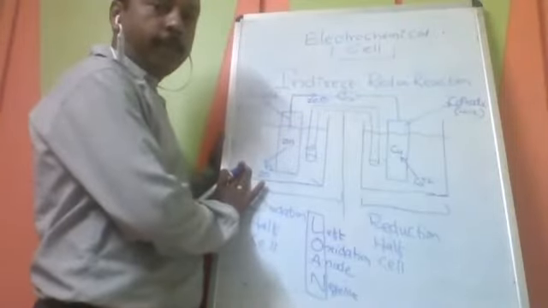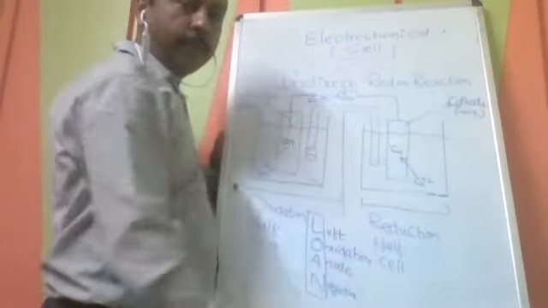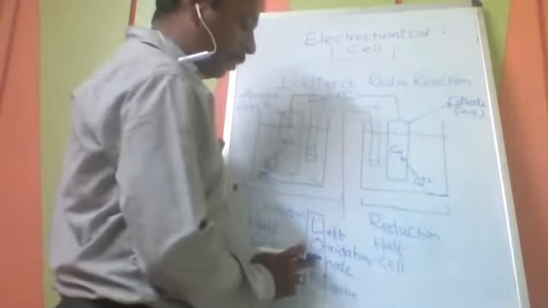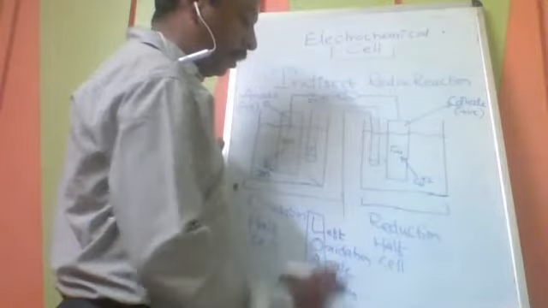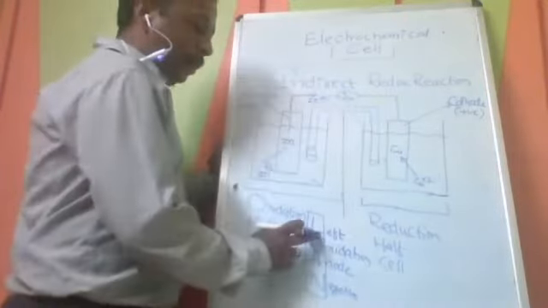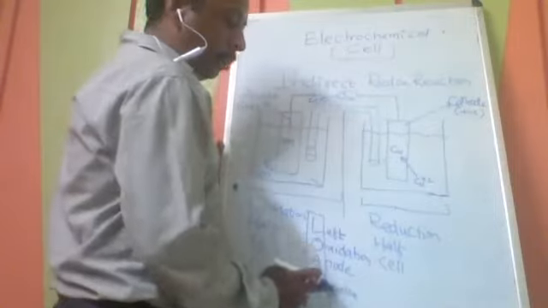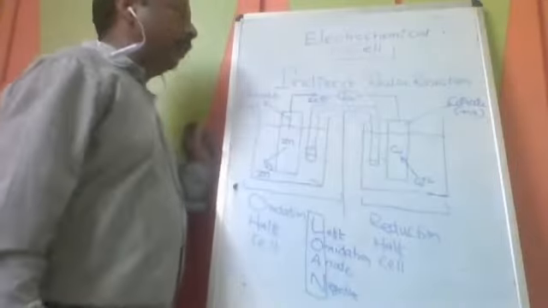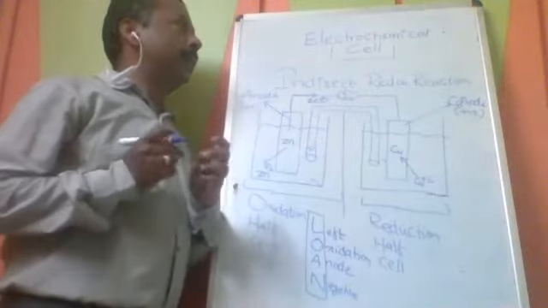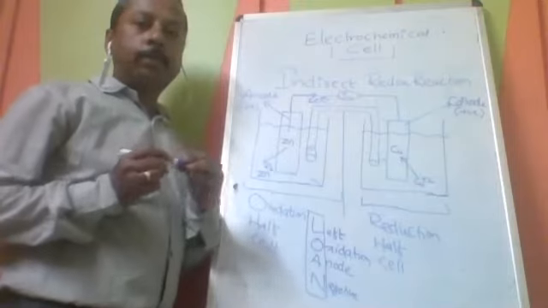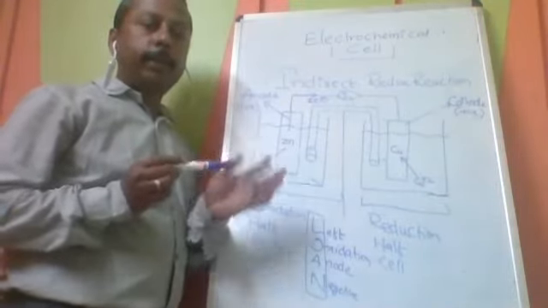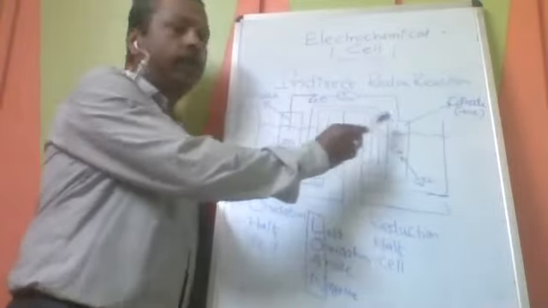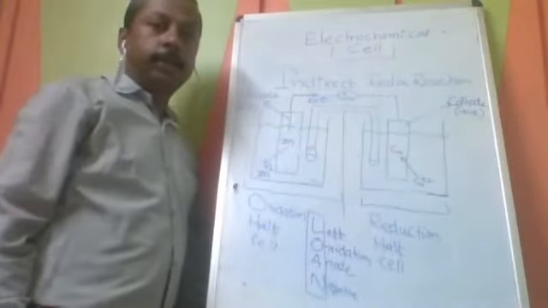If you're perfect about the left side, the same thing you can repeat on the right side also. Lone and right side. So left side is oxidation, anode, negative; right side is reduction, cathode, and it will be positive. Is it understood? So this is the construction and working of an indirect redox reaction, which is also called an electrochemical cell. An electrochemical cell uses chemicals to produce electricity. To produce what? Electricity. Is it understood?